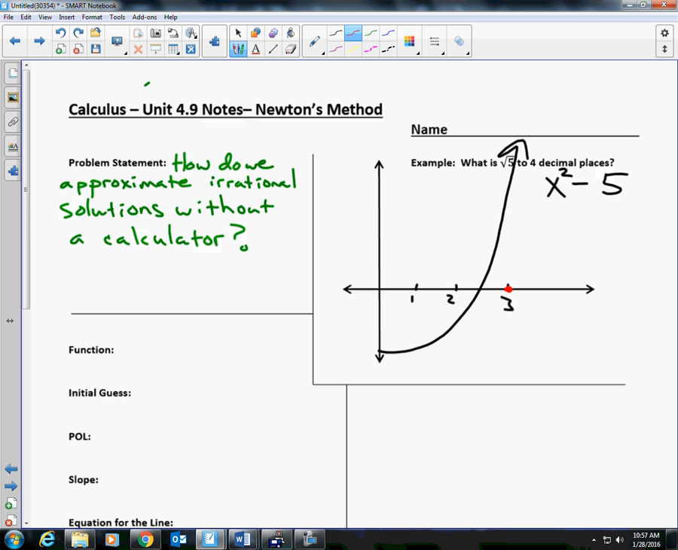I guess 3. And when I guess 3, that will give me 3 squared is 9, minus 5 is 4, right? So that's going to be way off. But at 3, it will produce a point on the graph that has that solution. Understanding he is way off, here's what he's going to do. He's going to say, now, given that point, I'm going to draw a line that is tangent to the curve.